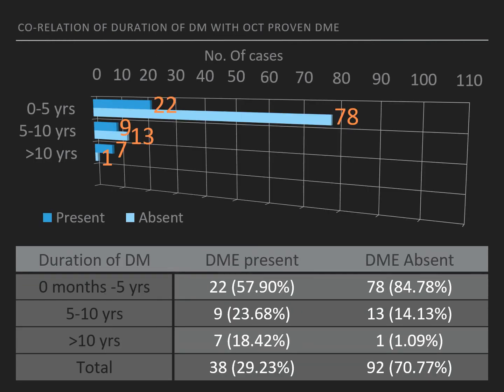Upon correlating the duration of diabetes mellitus with OCT proven DME, it was found that maximum patients with diabetic macular edema were in the first 5 years of the onset of diabetes mellitus. 22 cases fell in the bracket of 0 to 5 years.